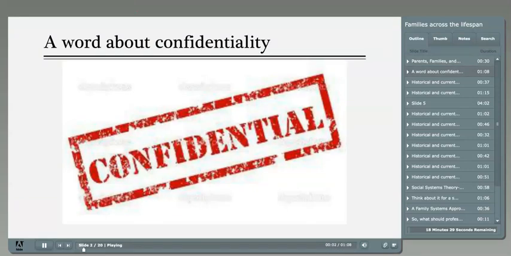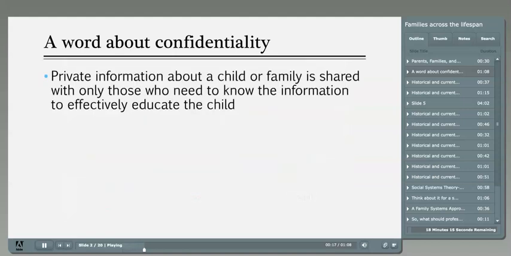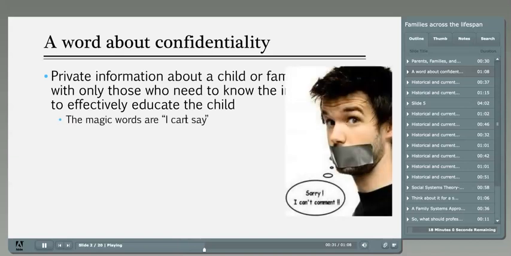Before we get started, I wanted to make mention of the topic of confidentiality of information on students and their families. The bottom line is that not everyone in the school, and actually very few people outside of the school, have a need to know private information about a student or a family. The only ones who need to know information are people who, if provided the information, can more effectively educate a child. If someone were to ask you confidential information, your response would simply be, "I can't say."